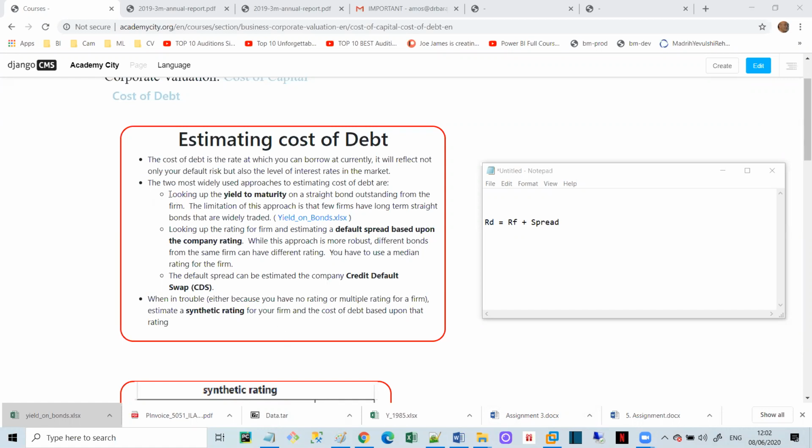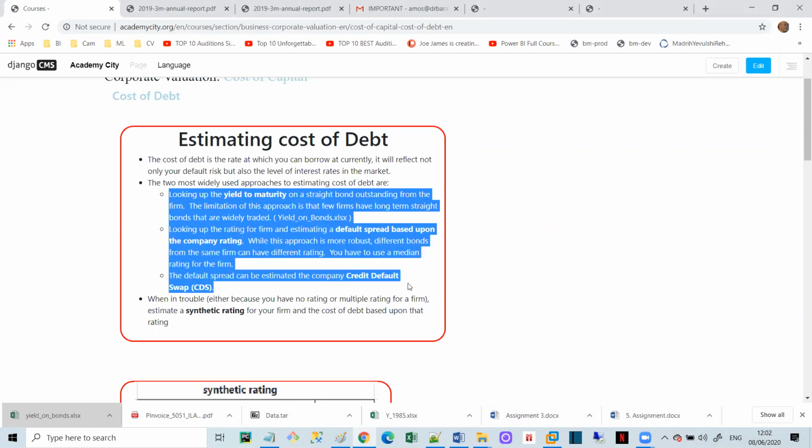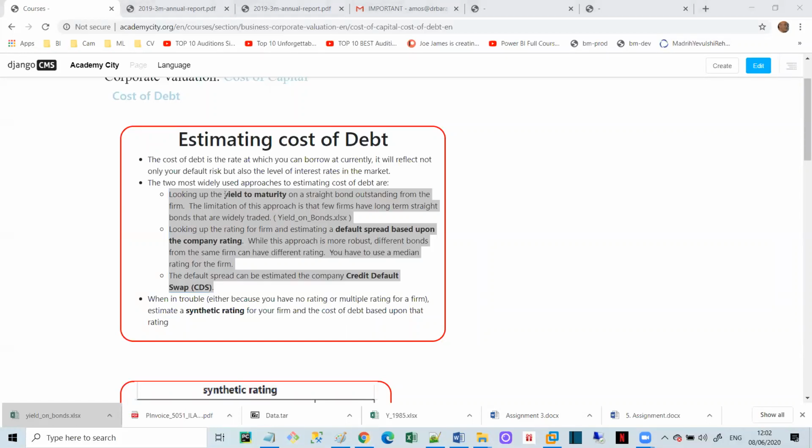I'm not going to ask you to do it for your paper, because that would take a lot of time and search. In real life, be aware. I might ask a question describing what the CDS is and what we can use it for. That could be a question in the exam. So I do expect you to know the existence of those methods, but I'm not going to make you do it. It just takes too much work.